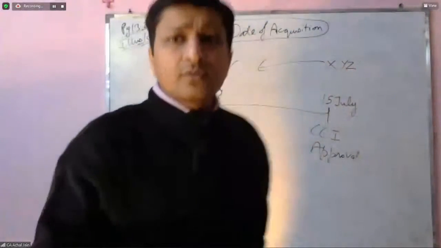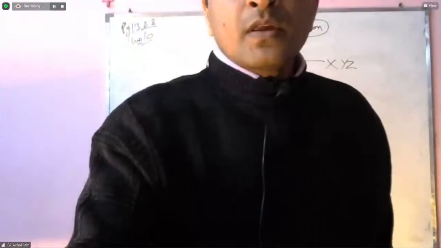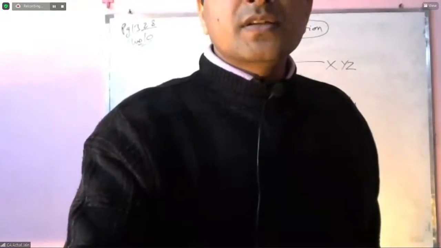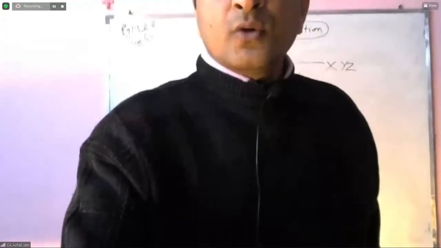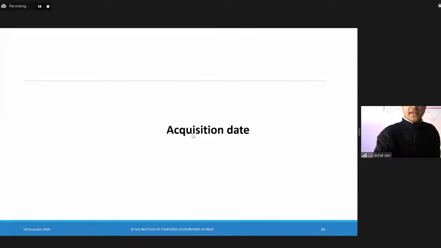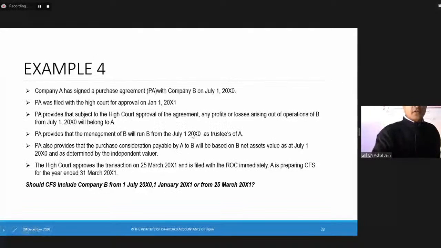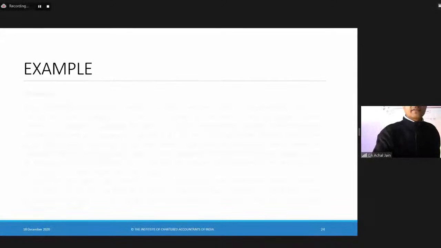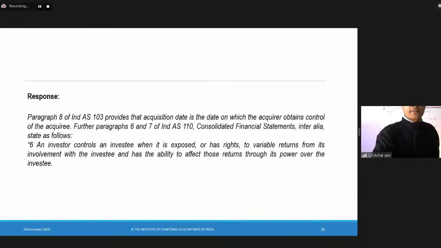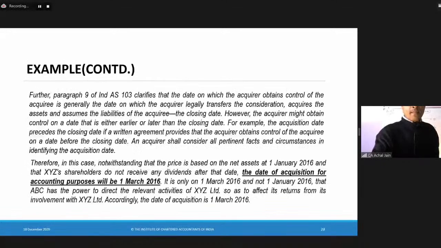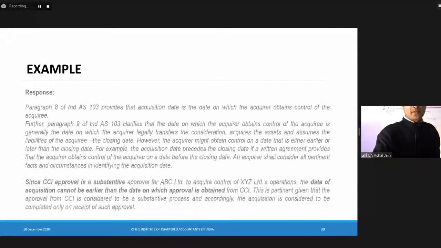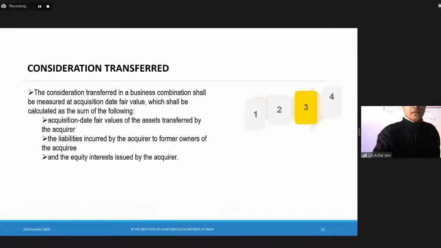Okay, now moving on to the next part. So far we have discussed two things. One, who is the acquirer? Second, date of acquisition. Correct? Couple of things we have discussed. Next is about the purchase consideration.